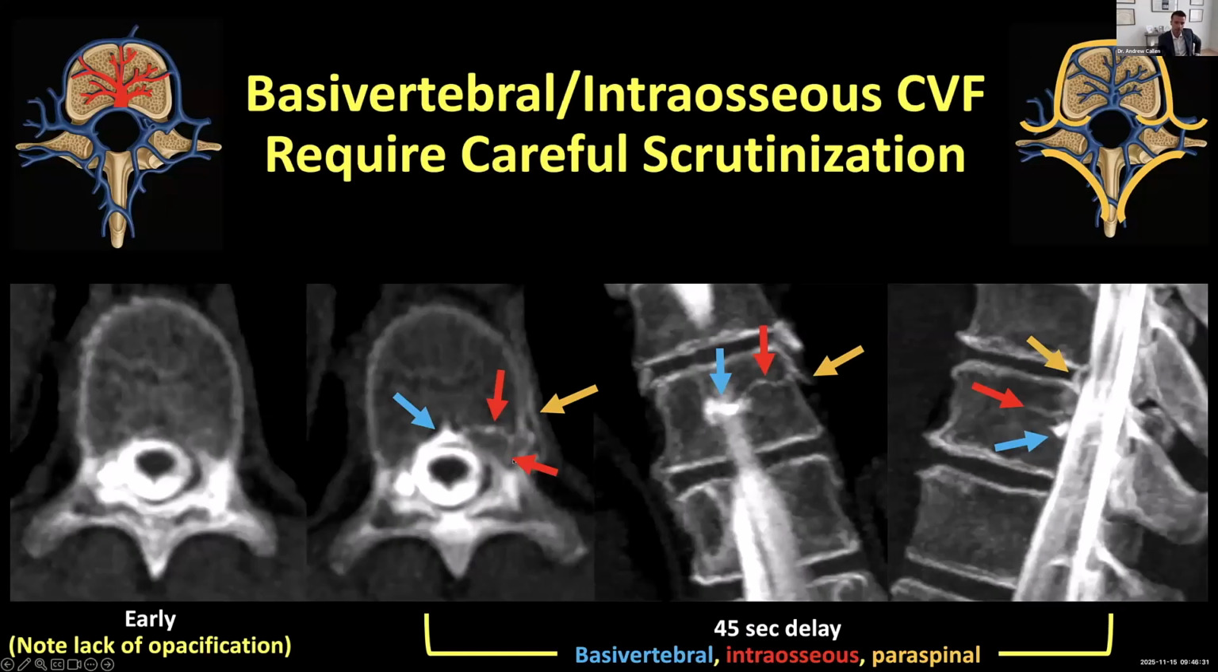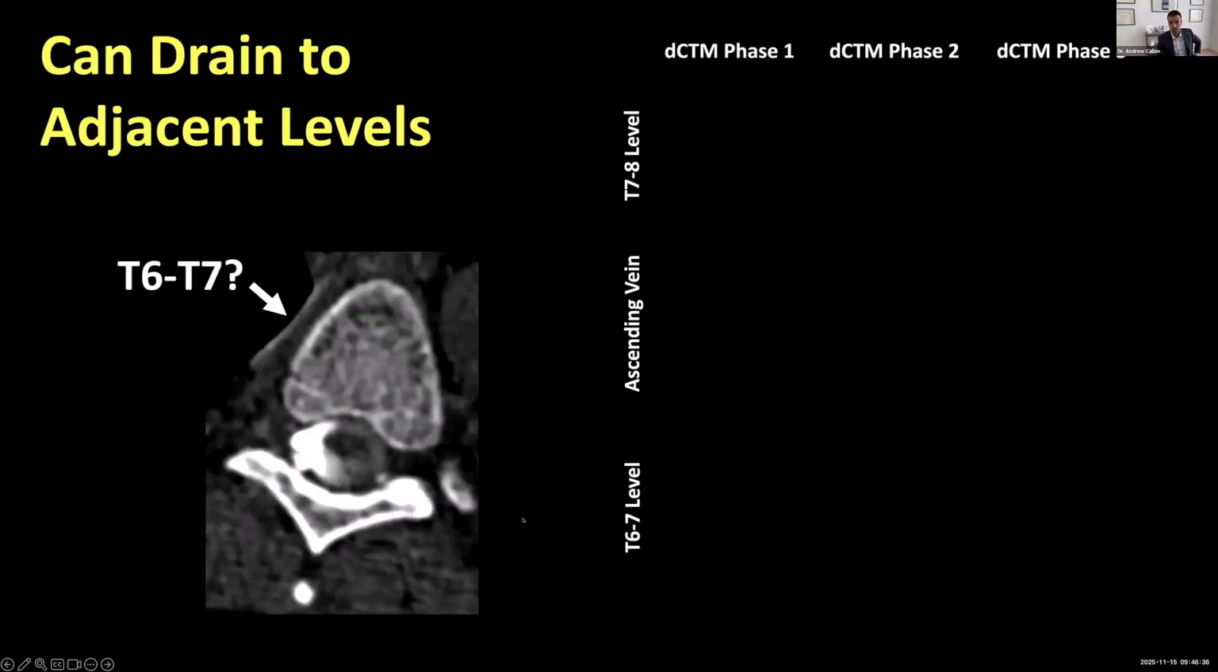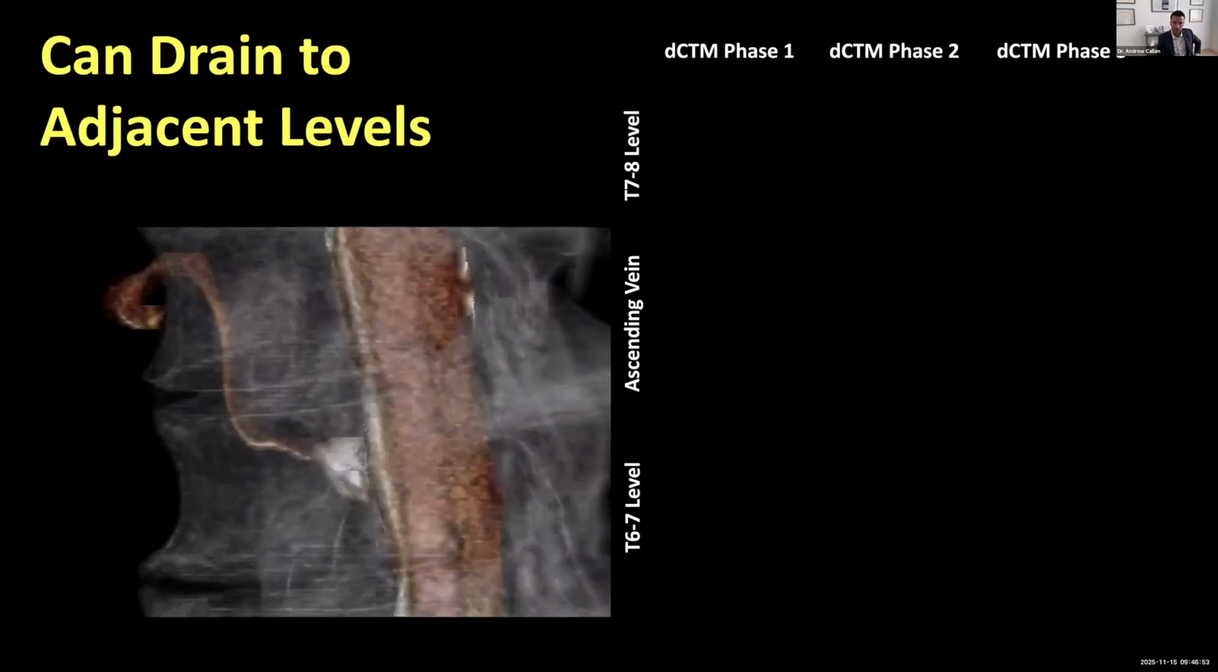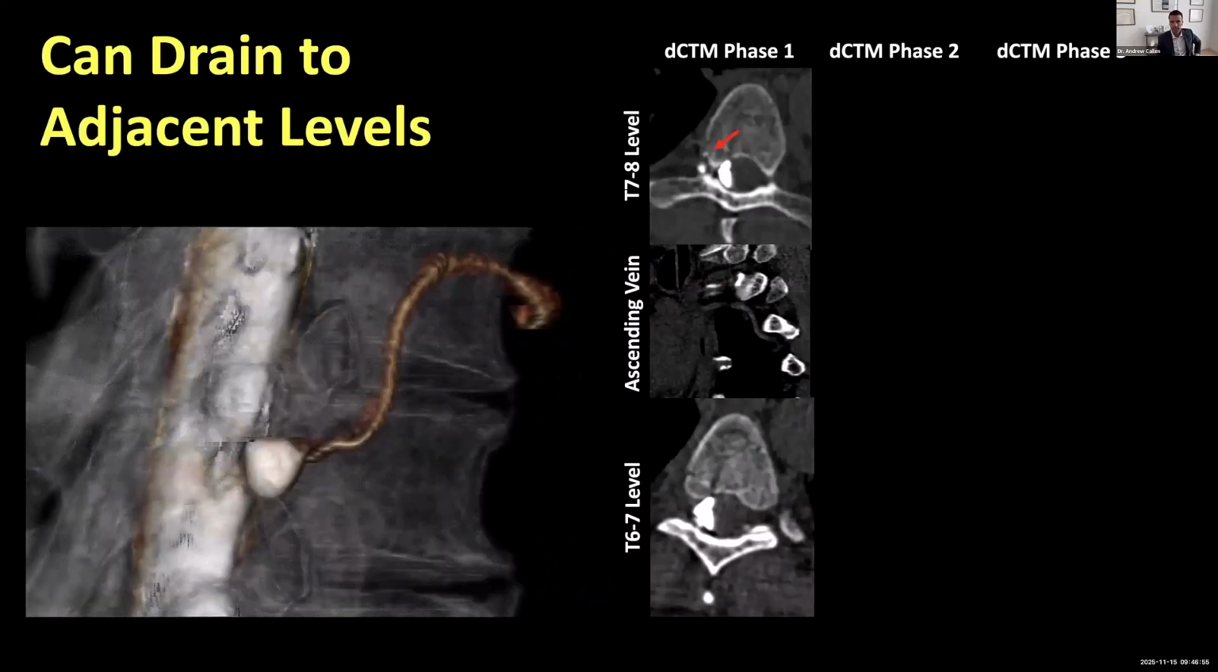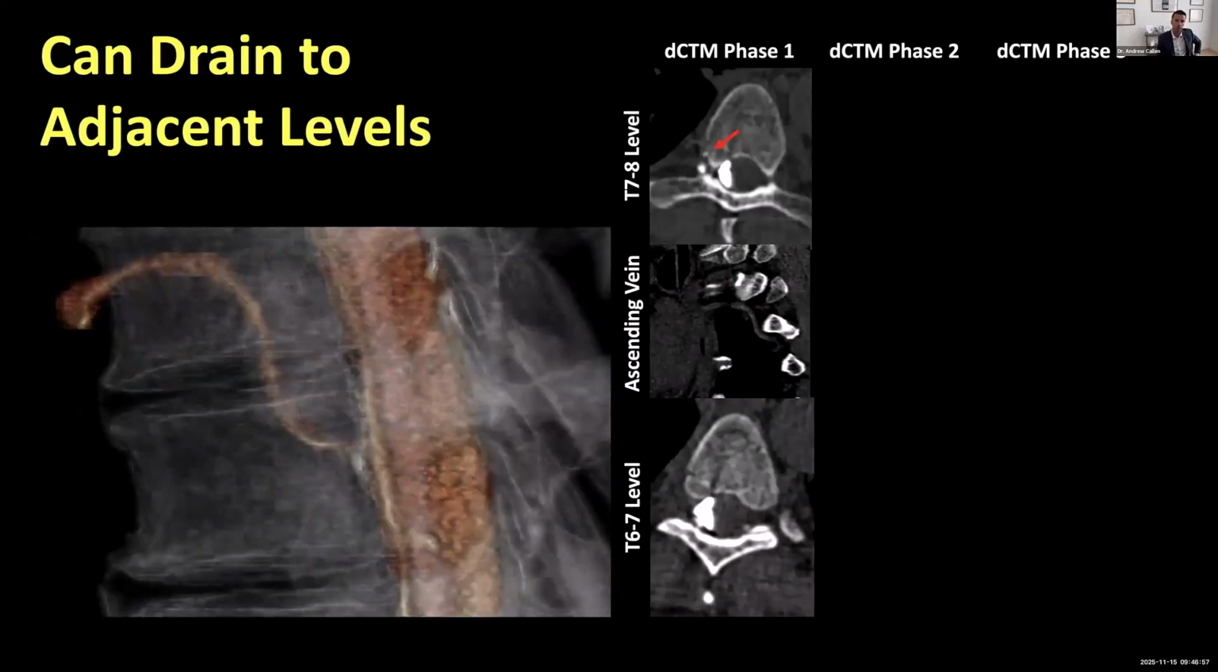Now, maybe you would have picked up on this, but would you have picked up on the basivertebral and intraosseous components if that was the only finding? It's also important to remember that even if we're dealing with just an external epidural venous plexus drainage, it's not necessarily that just because I see this hyperdense paraspinal vein at T6-7 in this patient, that the CSF venous fistula is necessarily arising from that level. In this patient, if we look carefully, we could see that the fistula was actually arising at the level below.